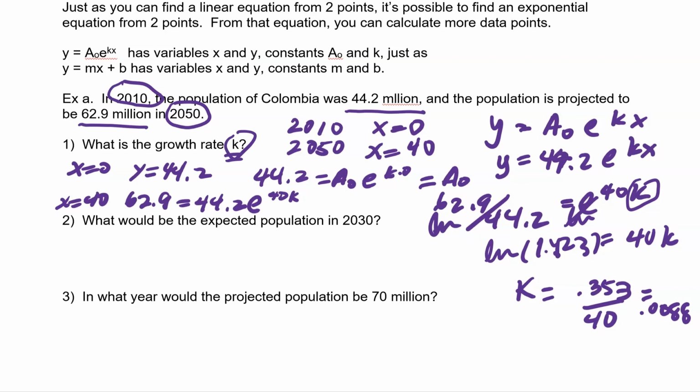The second thing is when we want to find the population in the year 2030, what I should do is rewrite this equation with all of the constants that we found. So we said that a0 was equal to 44.2, so I'll write it as y is equal to 44.2 times e to the kx. The k we said is 0.0088, and then x. Now when we want to find the year 2030, realize that the year 2030 is 20 years beyond the year 2010, and so x is going to be equal to 20.